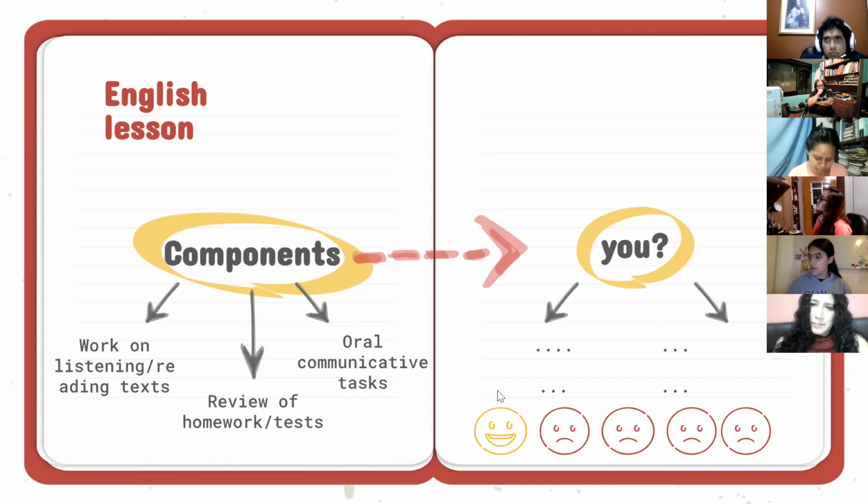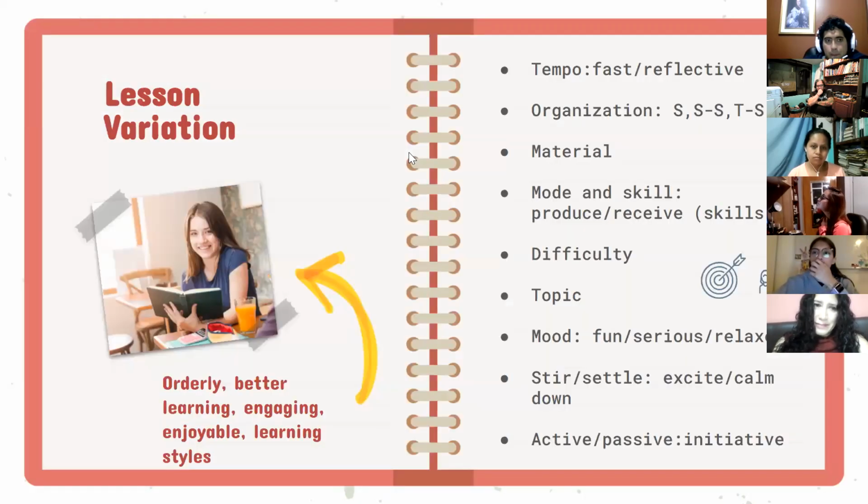Students, maybe if you include only reading exercises, there's going to be one or two students who enjoy that activity because they enjoy reading. But the others are going to start talking, misbehaving, and that's going to be a problem for you, right? So that's why it is important to have different activities during the lesson. So that is lesson variation.